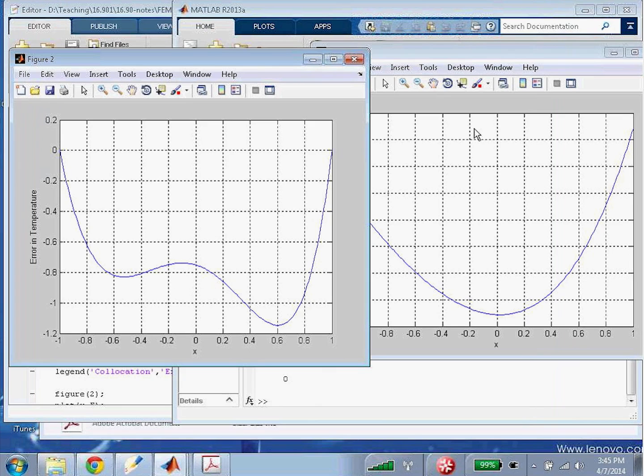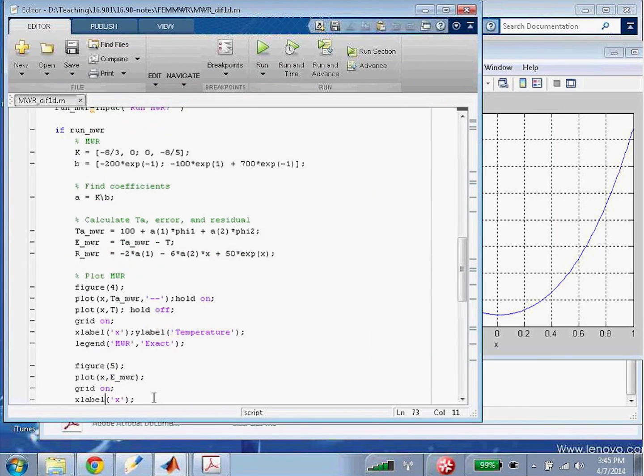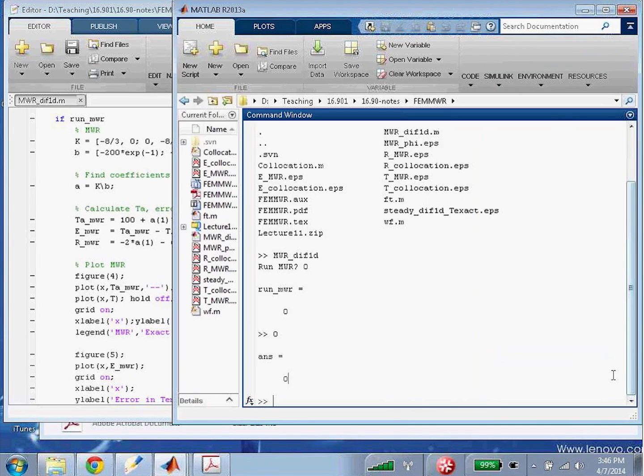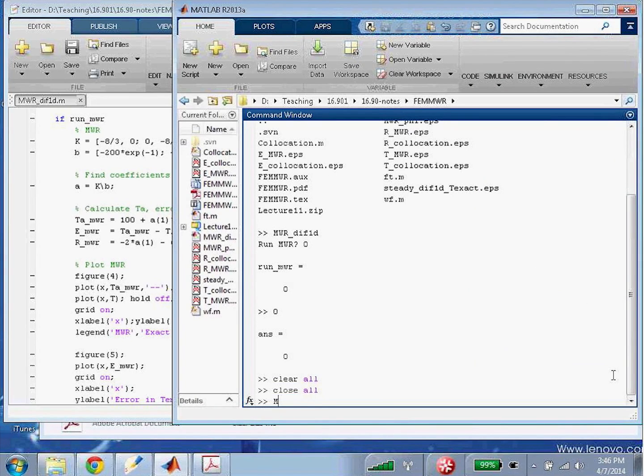Okay, so I'm going to run the same script that I ran before, but now I also have the implementation of the weighted residual method. So this is the combination of all those integrals over there amount to the stiffness matrix, this K here, and the coefficients being K inverse times B. So all the integrations amount to that. And so we're going to run it and plot. So let me clear all, close all.